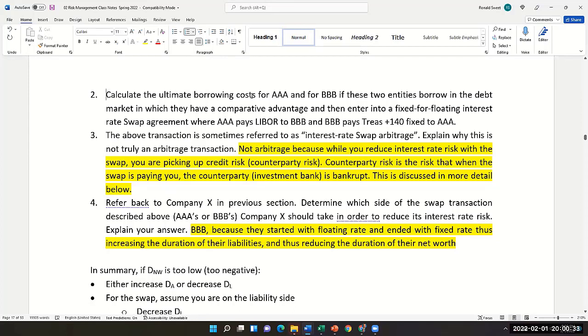Calculate the ultimate borrowing cost for AAA and for BBB if these two entities borrow in the debt market in which they have comparative advantage. There's no swap yet, they're just borrowing money. And then enter into a fixed for floating interest rate swap where AAA pays LIBOR to BBB and BBB pays Treasuries plus 140 to AAA.